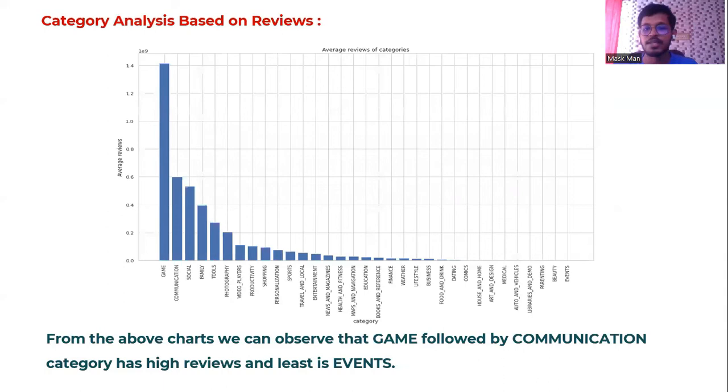And category analysis based on reviews, meaning which category has more reviews. If you see from this chart, we can observe that the game category has more reviews, and the least one is events.